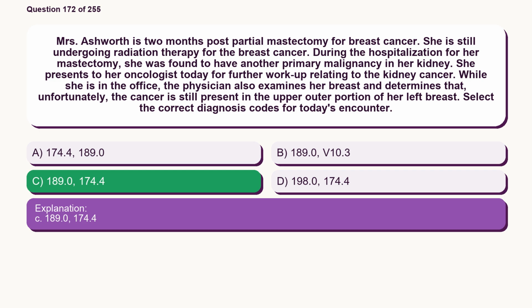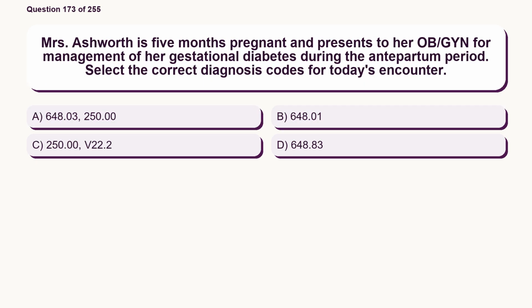Question 173. Mrs. Ashworth is 5 months pregnant and presents to her OB/GYN for management of her gestational diabetes during the antepartum period. Select the correct diagnosis codes for today's encounter. Option A, 648.03, 250.00. Option B, 648.01. Option C, 250.00, V22.2. Option D, 648.83. The correct answer is option D, 648.83. D, 648.83.